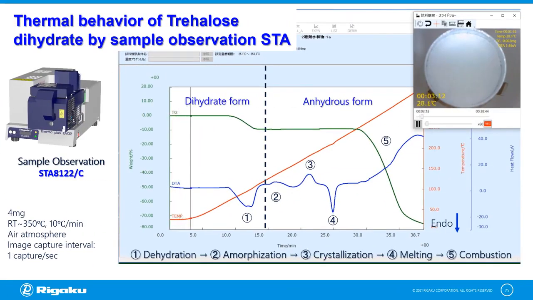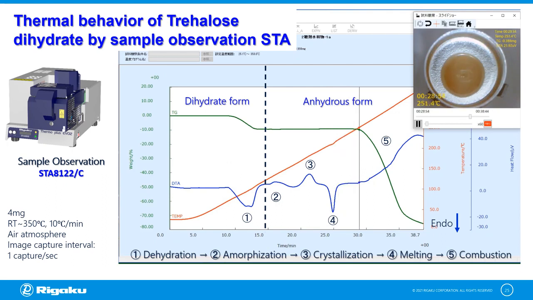Trehalose dihydrate plays an important role as an excipient and a stabilizer in the pharmaceutical industry. In this application, the sample observation STA method is used for the measurement of trehalose dihydrate. Here we can observe changes in volume, size, color, and shape as the sample goes through dehydration, amorphization, crystallization, melting, and at the same time, combustion.